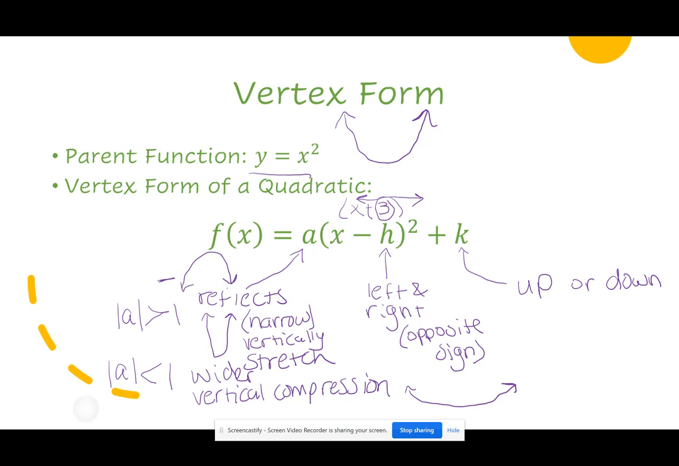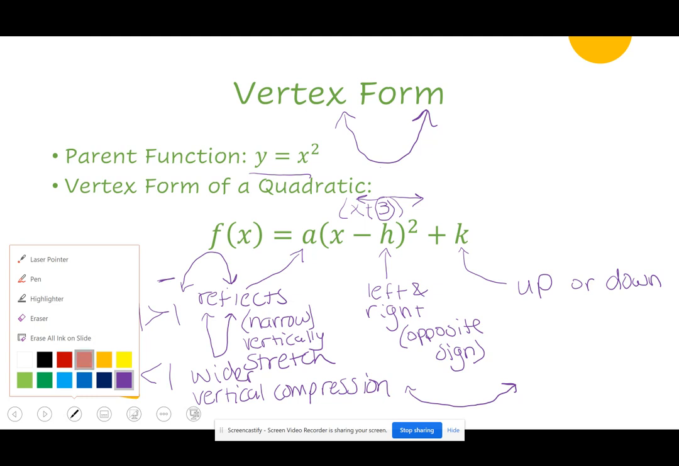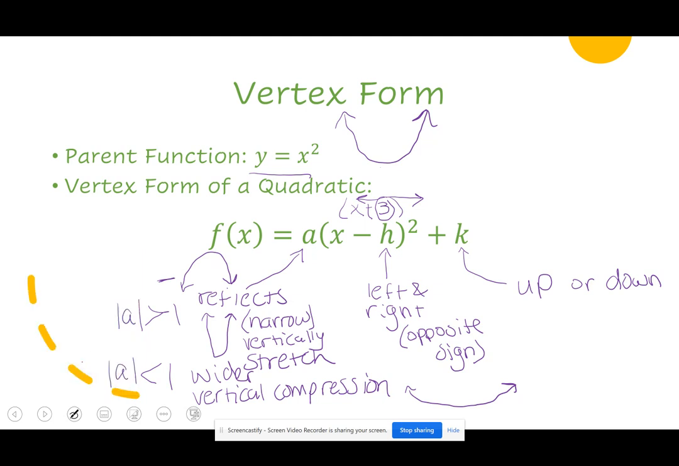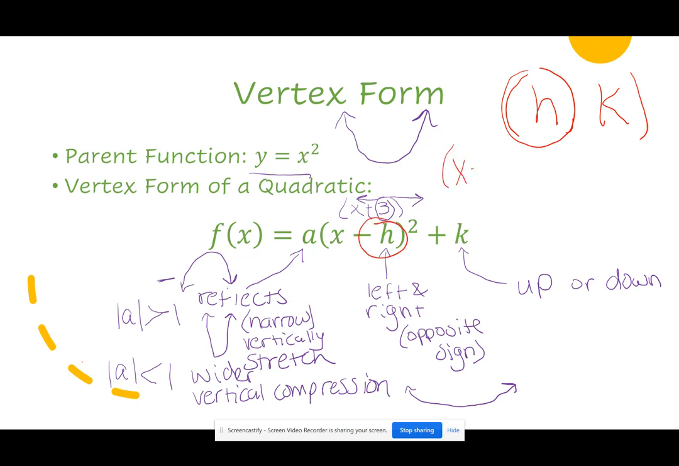So now also, let me change the color here. To find your vertex is just h, k, since h moves it left and right, and your k moves it up and down. But keep in mind this h is also the opposite sign of whatever's here. So if you have x minus 2 squared plus 1, your vertex would be positive 2, positive 1. So your k keeps the same sign, but your h is the opposite sign. So we're going to look at different examples.